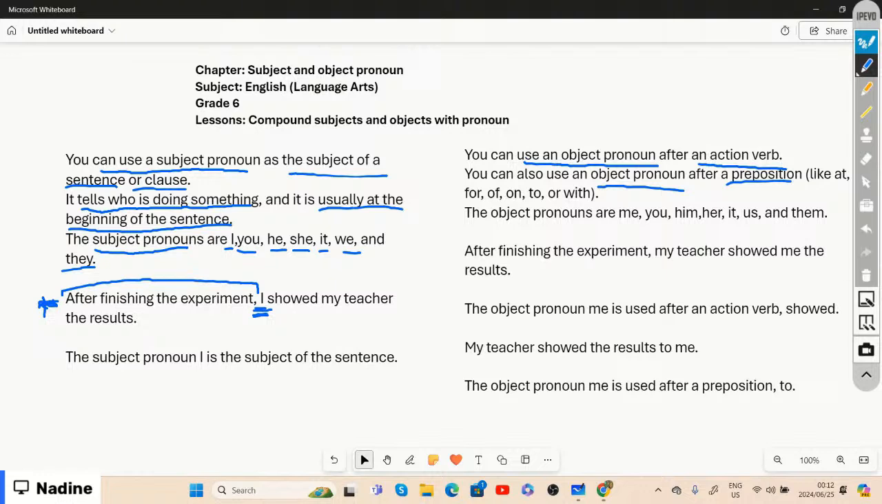And prepositions are words like at, for, of, on, to, or with. So an object pronoun can basically come after those words, whether those words are first or last, but it comes after those words. And when we look at object pronouns, object pronouns are words like me, you, him, her, it, us, and them. Those are object pronouns.